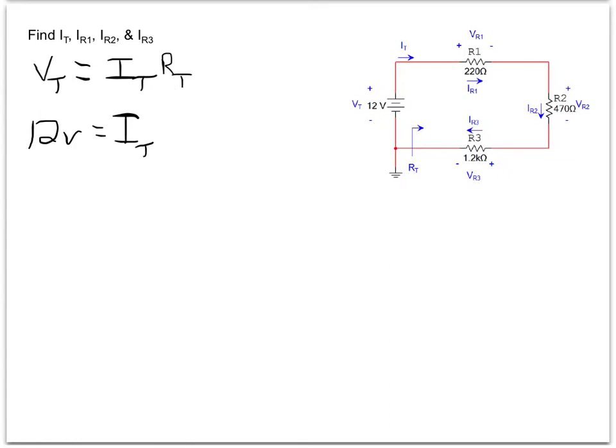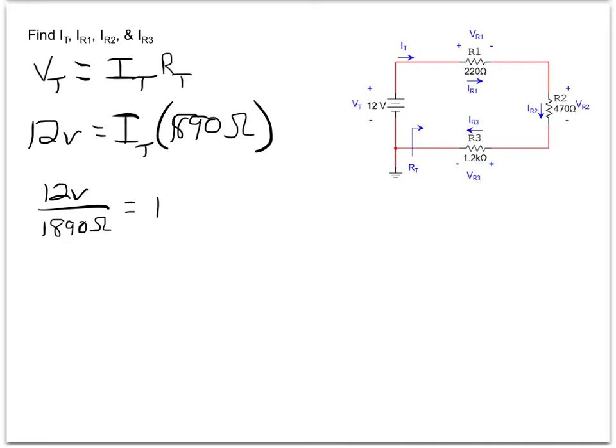And then the total resistance, we just found that out in the previous problem, which is 1890 ohms. If we divide both sides by 1890 to get I by itself using algebra, and put this into our calculator, you will find this comes out to be 0.0063 amps.